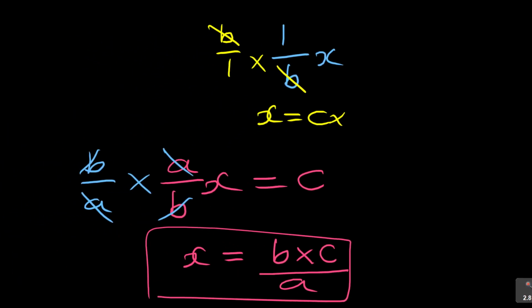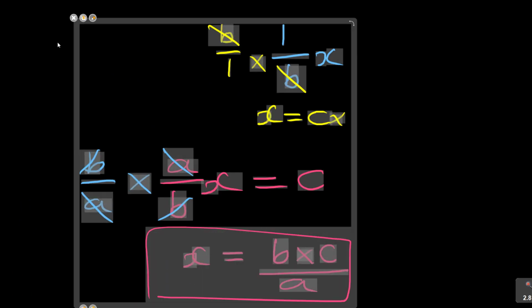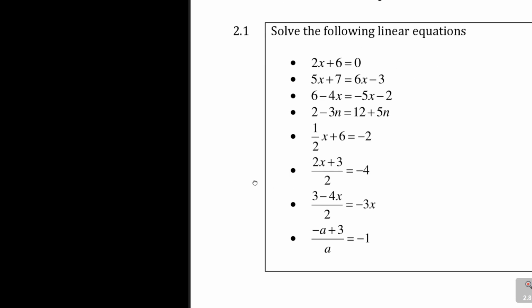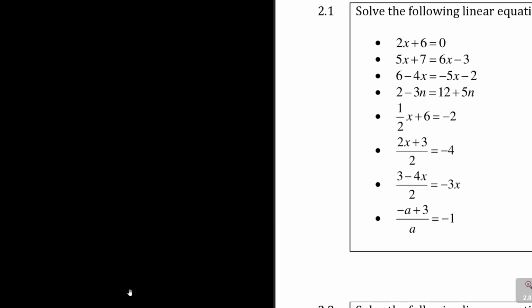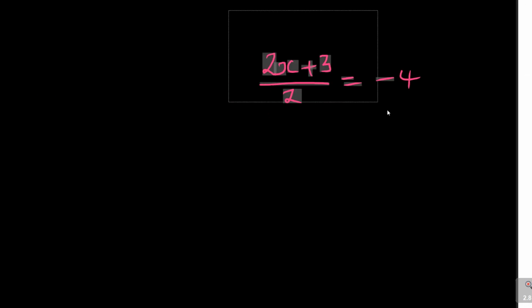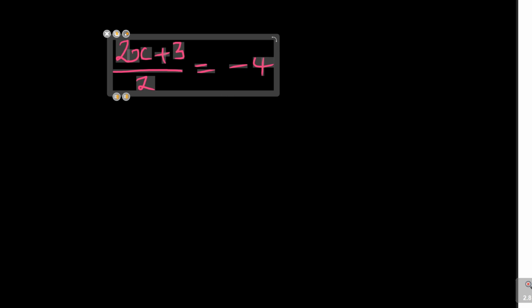Okay, let's finish up our lesson here. Just a few left, and then that will be done. Look at this one. It's almost there. It says 2x plus 3 over 2 is equal to minus 4. You see, how do you work this out? How do you approach this one?